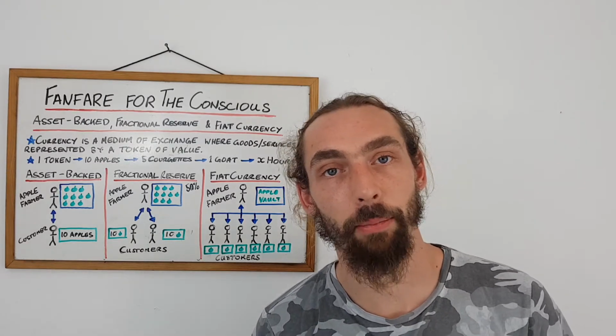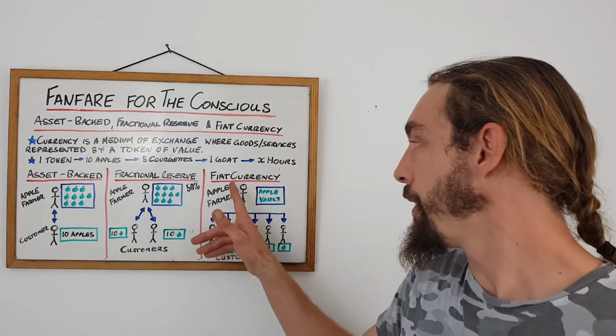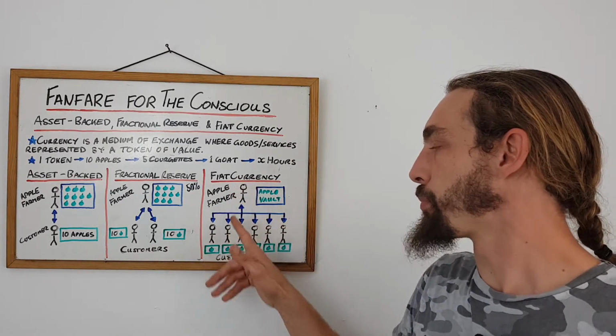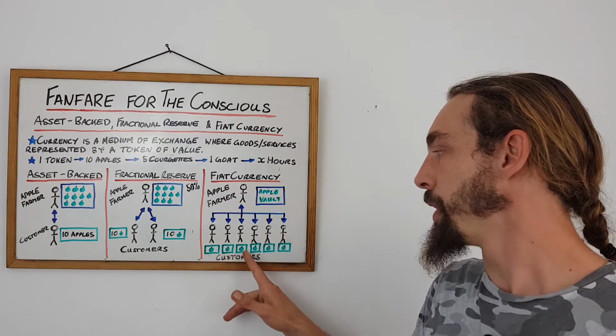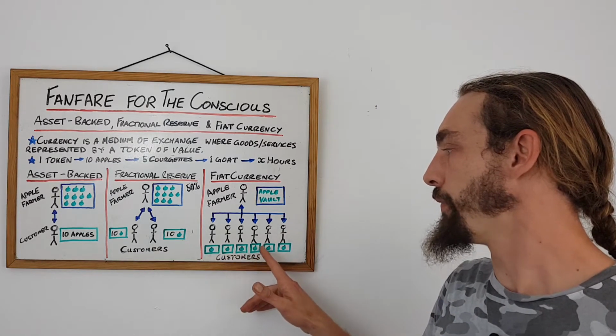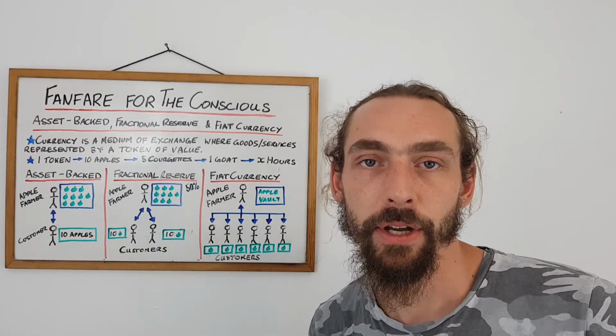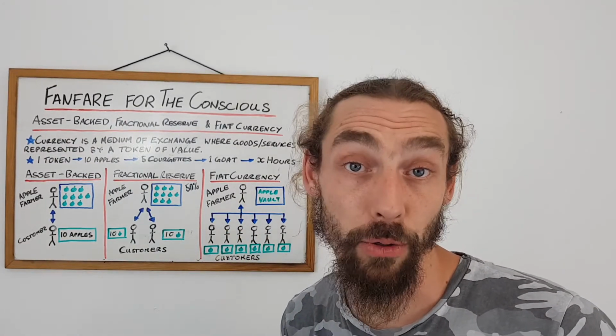He might have 100 apples, he might not have any. But that doesn't matter because he has been given the authority to create promissory notes for apples. So he can just keep creating these promissory notes over and over and over again with no direct connection to the actual apples which they are supposed to represent.